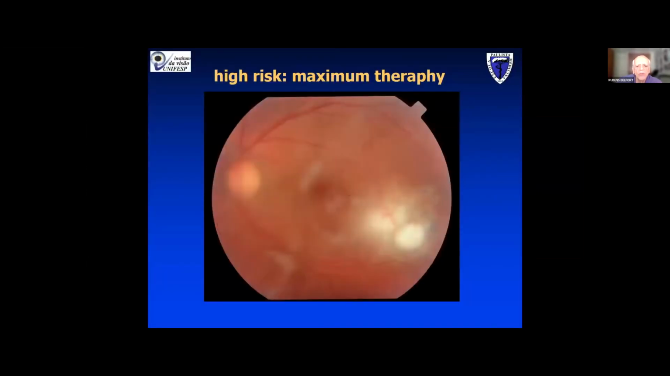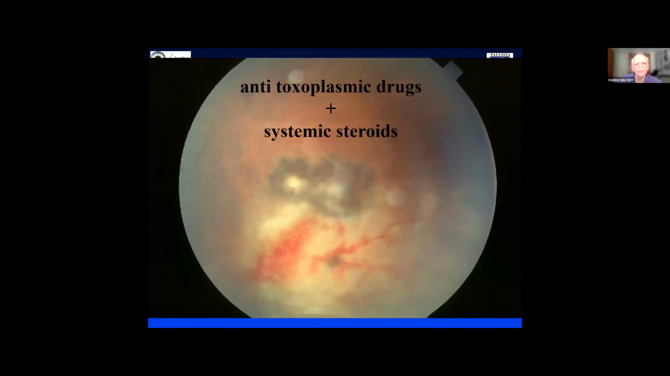When we talk about treatment of toxoplasmosis, of course, it depends on the situation itself. I'm going to show you now some examples in which we will probably treat very differently from one case to the other. This is one example in which I would say we will need anti-toxoplasmic drugs and systemic steroids, and even with that, it is not easy to have a good result.